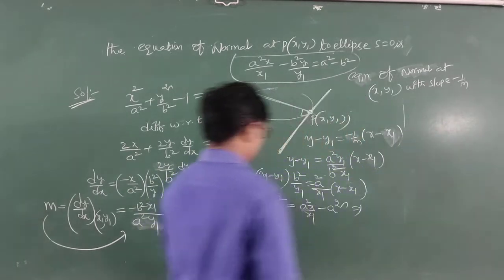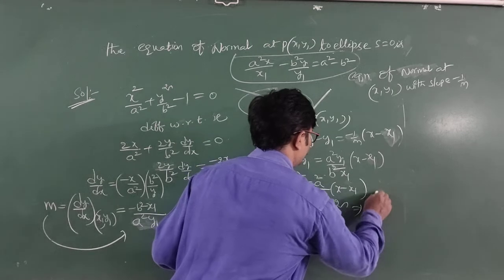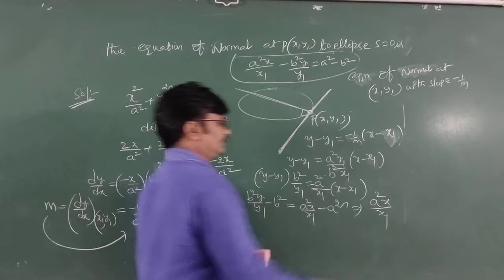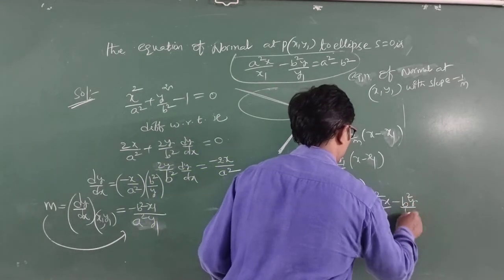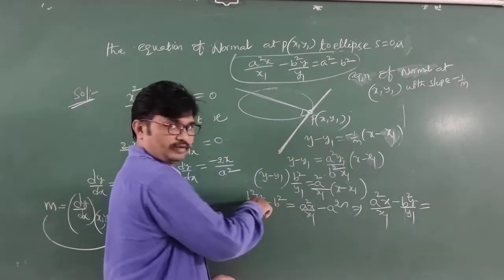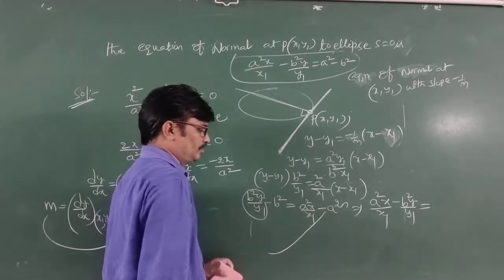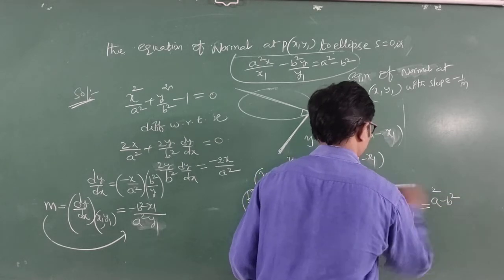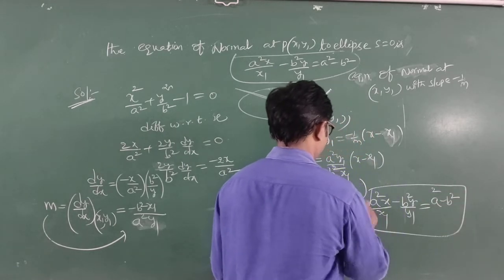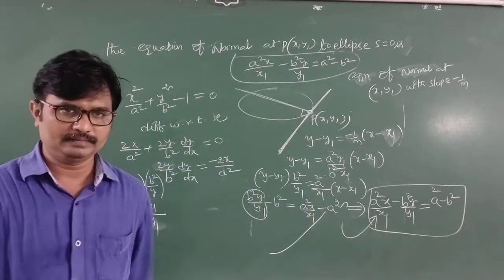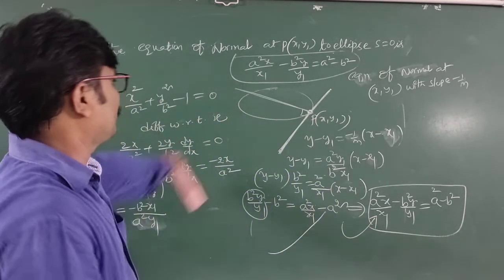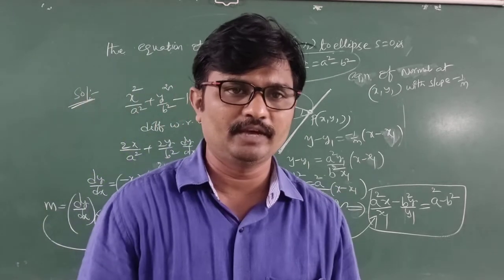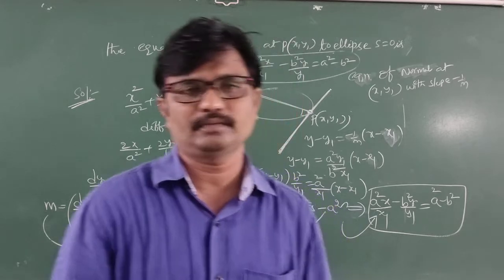My dear students, the a square x by x1 is sent to the other side, minus b square y by y1, and the minus a square term sent to the other side becomes plus a square minus b square. So students, this is the equation of the normal. The equation of the normal at (x1, y1) to the ellipse is a square x by x1 minus b square y by y1 equal to a square minus b square.